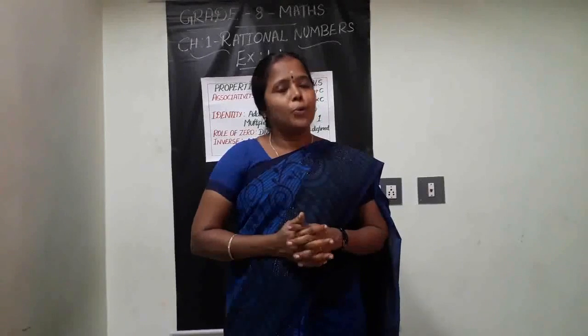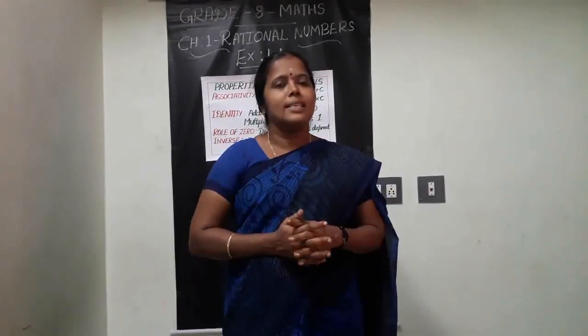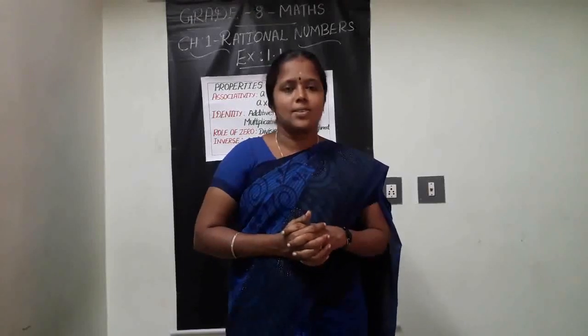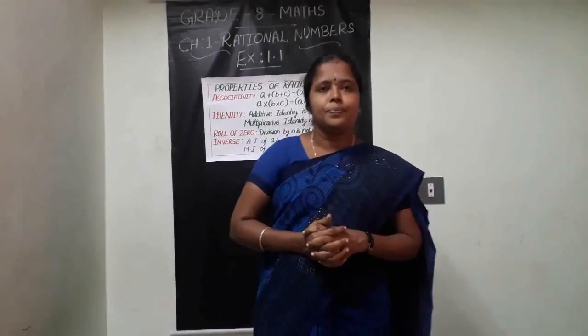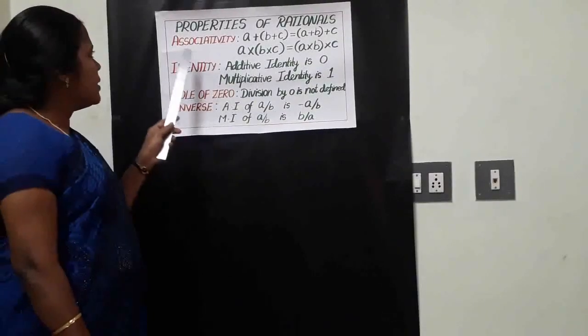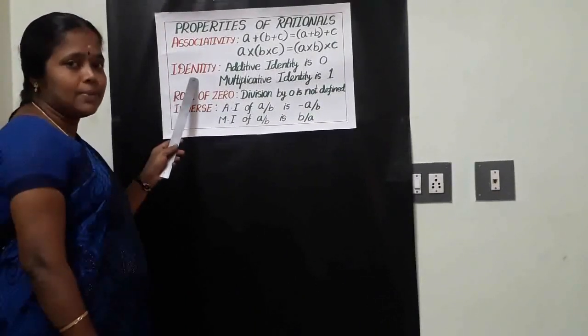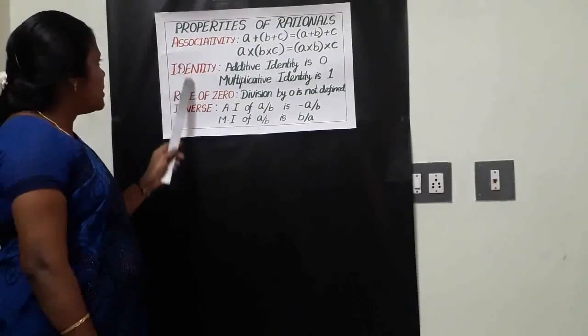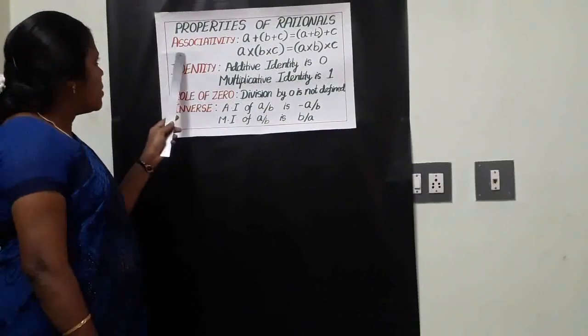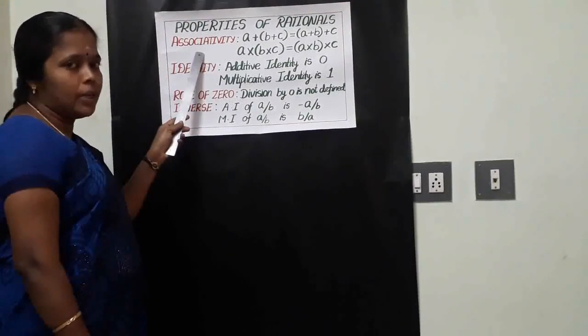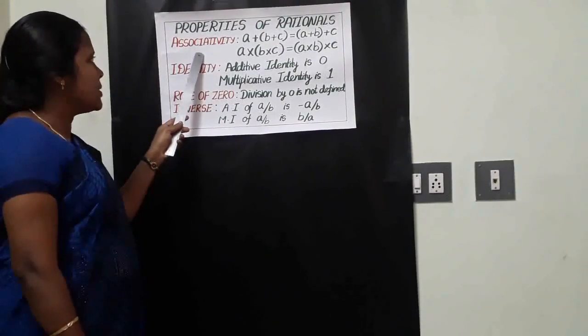First of all, before going to the exercise sums, let us recall the properties we discussed in the last class. Okay? Children, based on these properties only, we are going to solve some sums today. I am recalling those properties now. The first property is associativity. You already know it well. I am just recalling what we have seen in the last class.